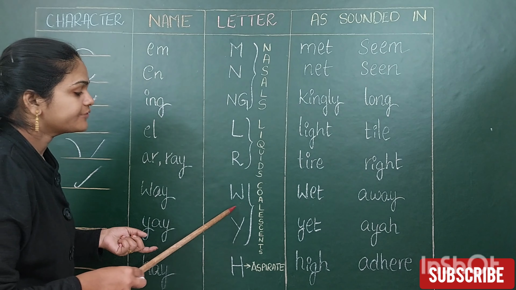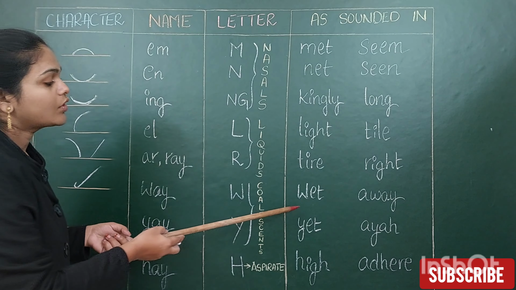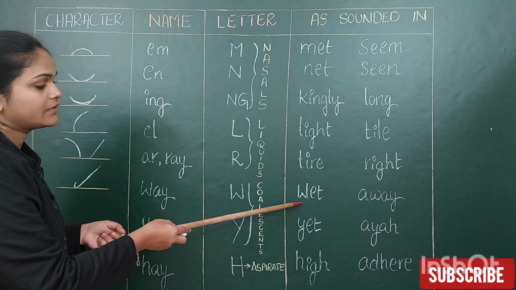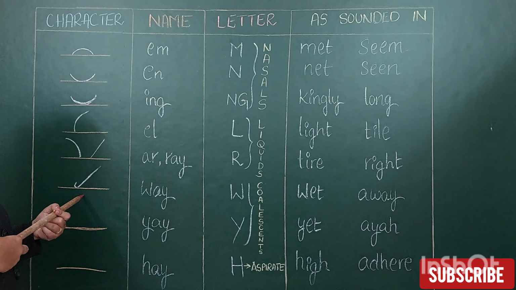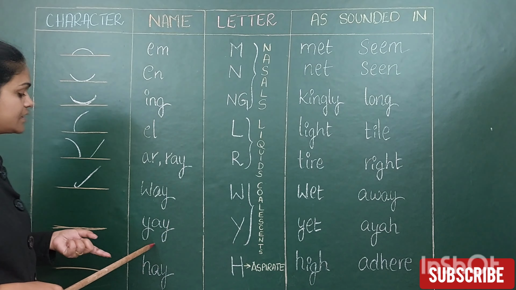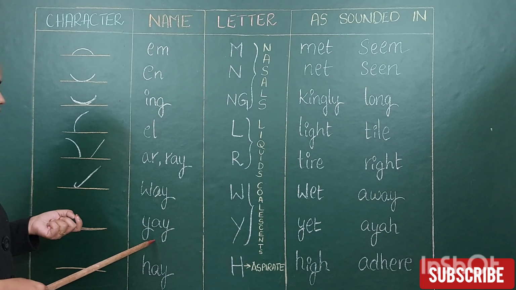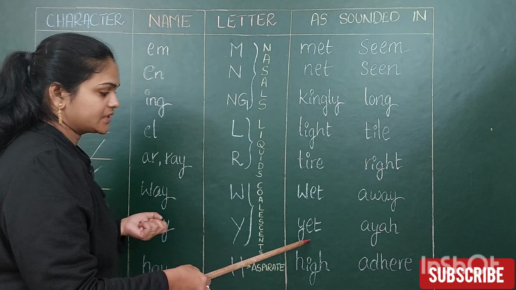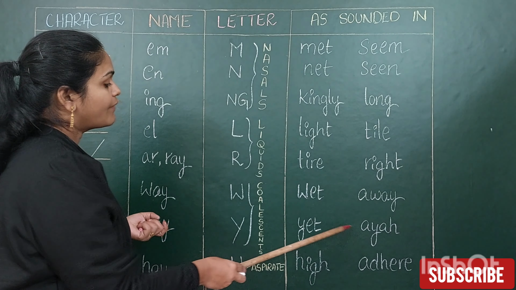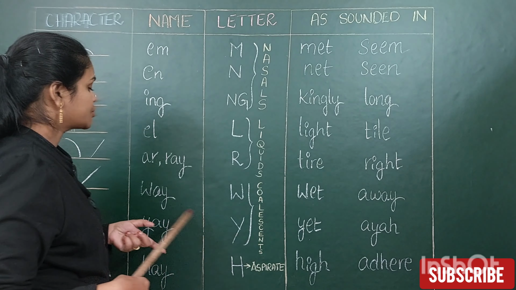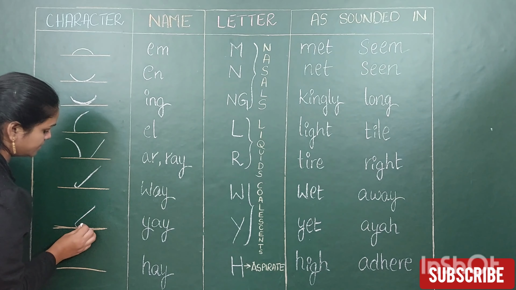So for W, this is the stroke to write W. When you want to write a word which has the letter W, you have to write W like this. Next, Y. Y sounds like "ya". These both are coalescence. So "yet", the word "yet", "ayah". When you want to write these types of words, you have to write Y in this form. The stroke of Y is this one.